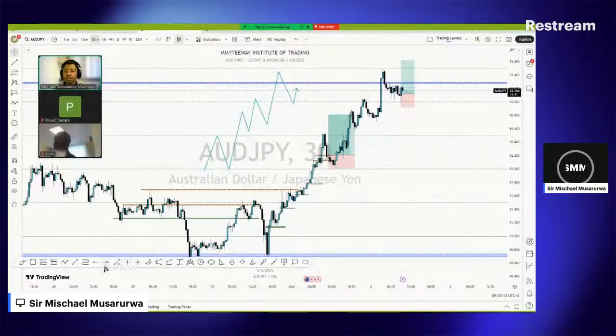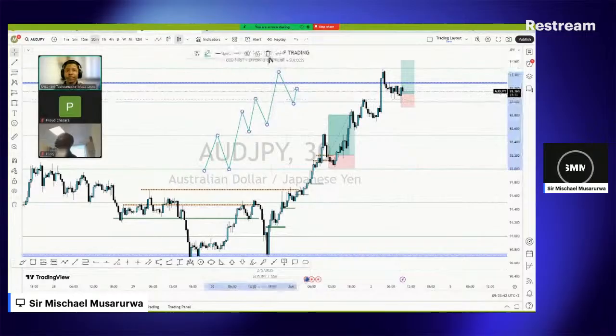And if I am to draw just a small square right around here, we can see a break and retest structure, right? I just drew the chart as it is. I just traced it, and then moved it aside. So this is what we are having.